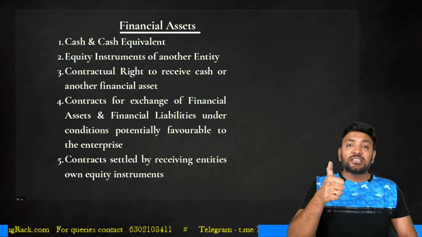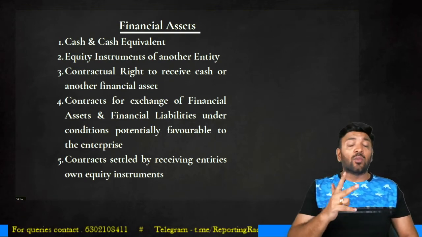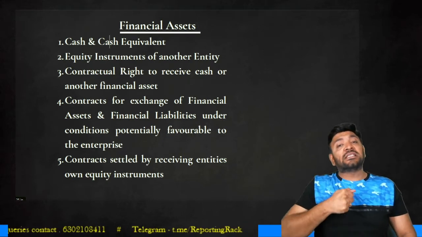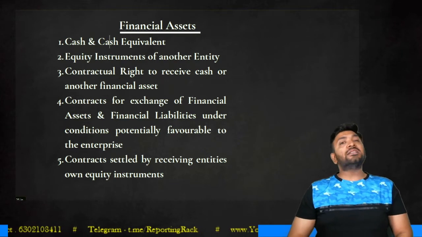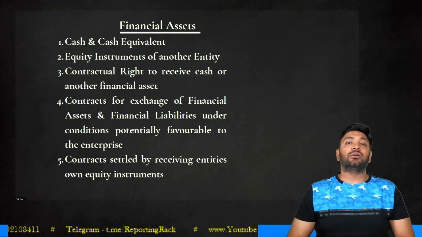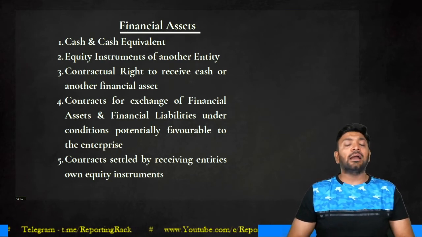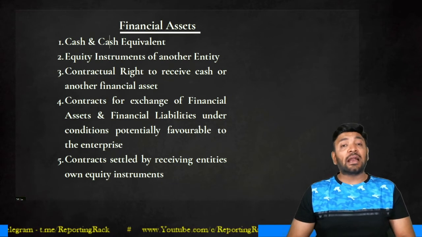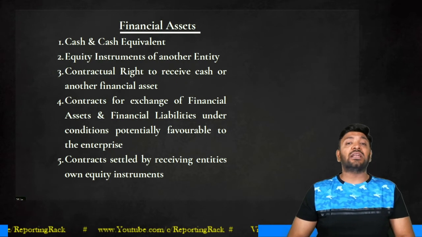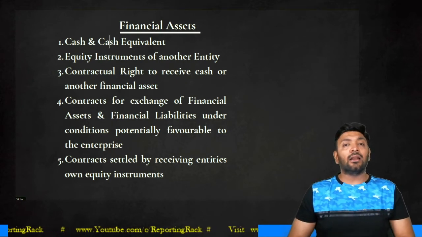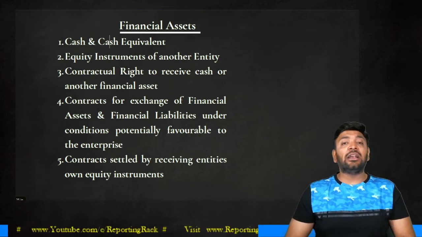Cash and cash equivalents, first aspect. Second aspect was an equity instrument of another enterprise. Third one, a contractual right to receive cash or a right to receive a financial asset. Now, what is this contractual right to receive cash? A debtor gives me a contractual right to receive cash. A bills receivable gives me a right to receive cash. Deposits give me a right to collect back the deposit at the end of the maturity period, right? So these are rights to receive cash.